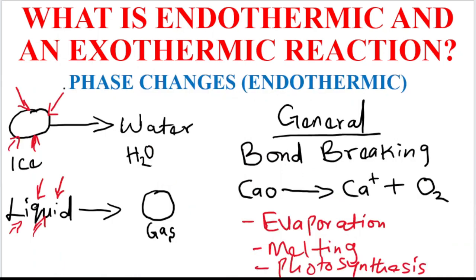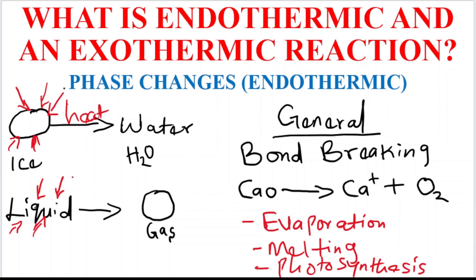Now let's look at the phase changes that occur in endothermic reactions. Number one, I have ice melting to water. When ice wants to melt, it has to absorb heat energy. As ice absorbs energy in the form of heat, it turns back to water.